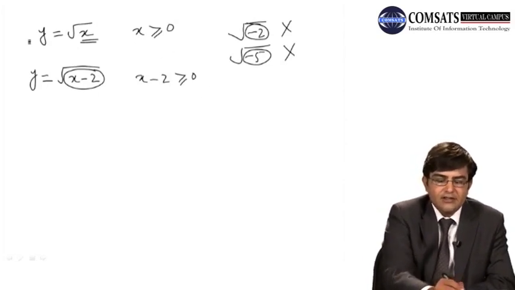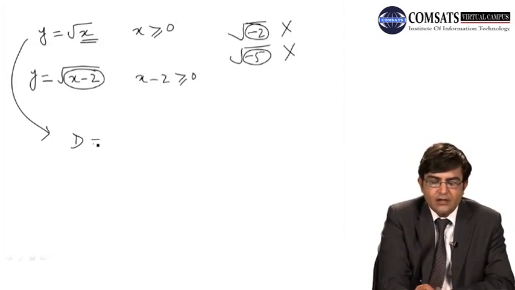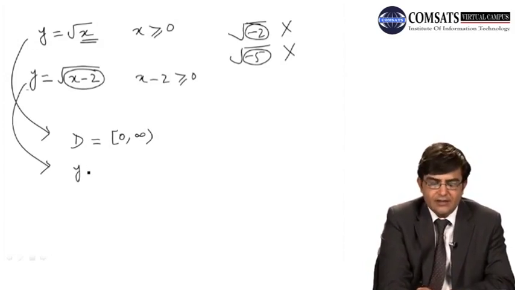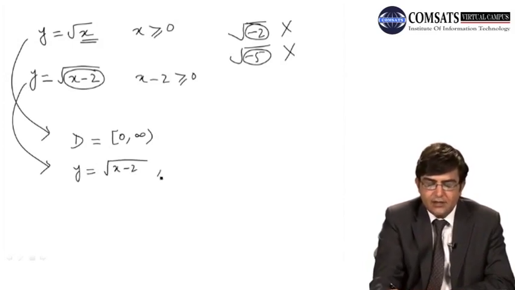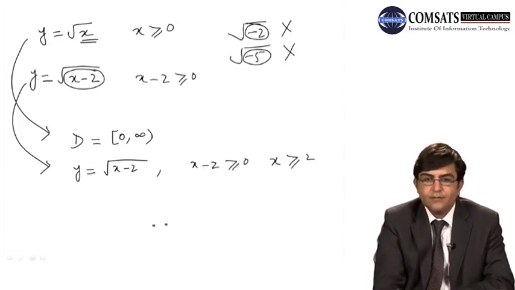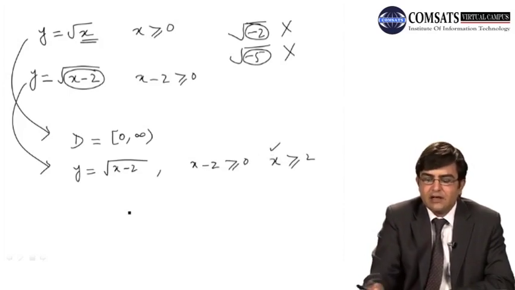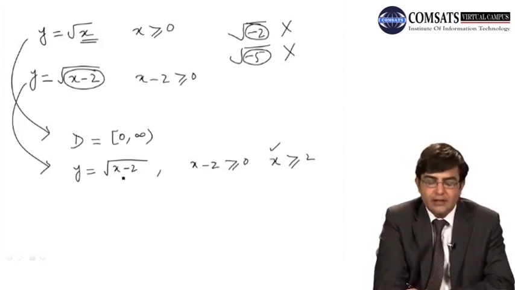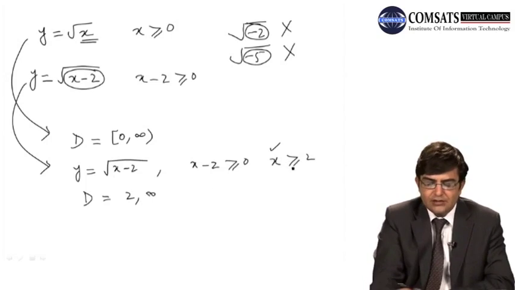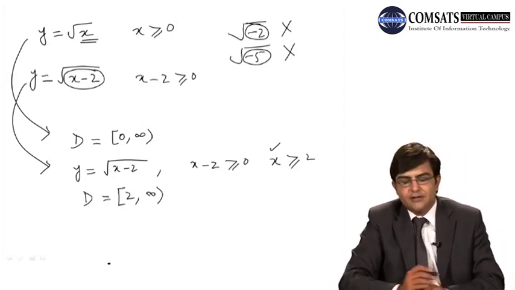For example here, for this function, what is the domain? The domain is any number which is greater than or equal to 0, meaning the domain of this function is 0 to infinity. Now for this function, what is the domain? The expression must be greater than or equal to 2, meaning x is greater than or equal to 2, meaning all those values of x which are greater than or equal to 2 we can put here. Therefore the domain of this function must be 2 to infinity, where 2 is included and infinity is excluded.